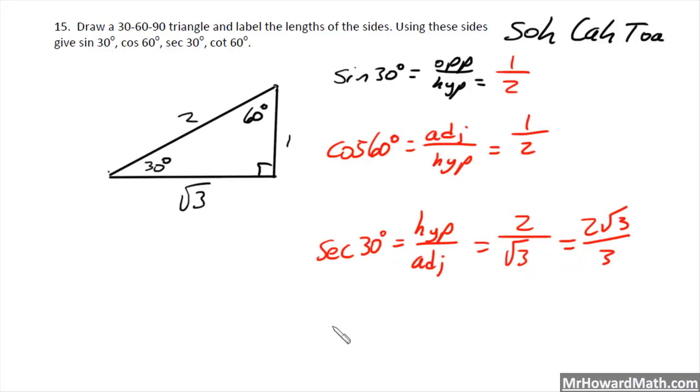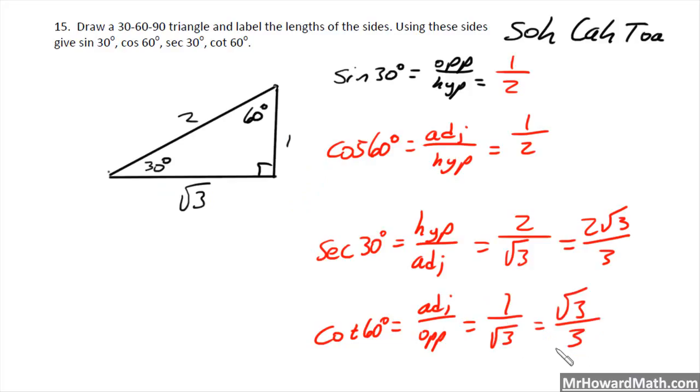Next, cotangent of 60 degrees is the reciprocal of tangent, so it's adjacent over opposite for cotangent. And from the 60-degree angle, the adjacent side is 1, the opposite side is root 3, so 1 over square root of 3, rationalize it, so square root of 3 over 3. And that's it for problem 15.